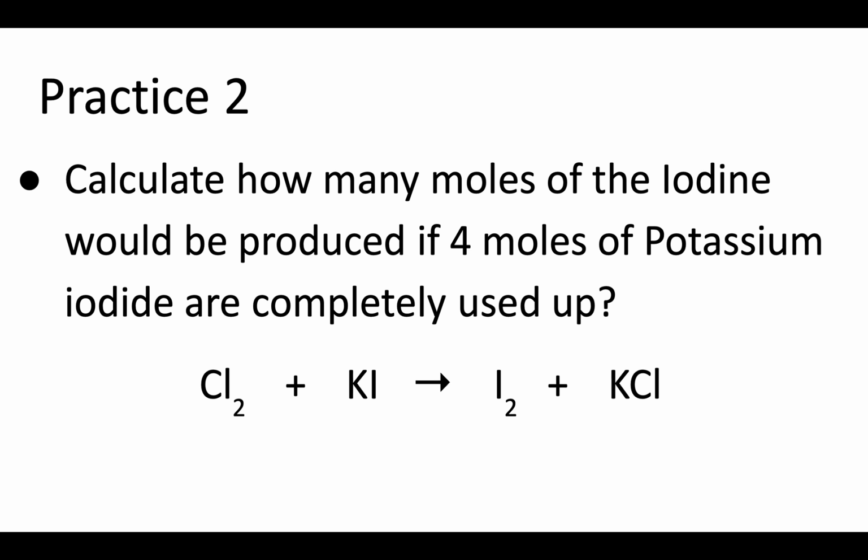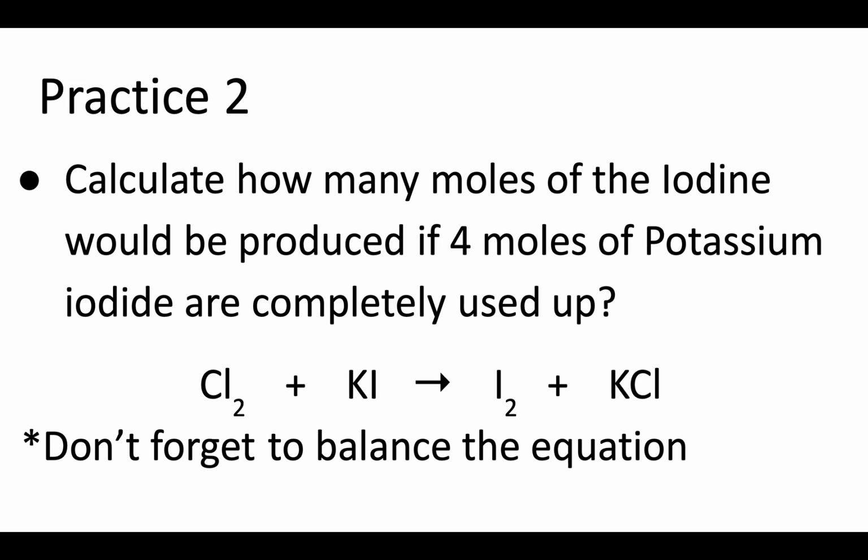All right, so here are the different formulas. Again, I did not balance my equation. That is something you all need to do. So if you haven't done that, make sure you do. But don't forget, we're going to figure out how many moles of iodine would be produced if we start with 4 moles of potassium iodide.